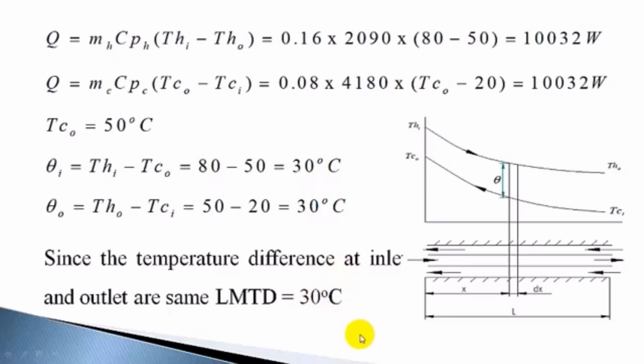So in this particular case, when theta I and theta naught are the same, you can take this value 30 itself as LMTD, because LMTD means log mean temperature difference. When the inlet and outlet temperature differences are the same, it is going to be almost the same everywhere, having almost constant temperature difference, and that difference itself can be taken as the mean temperature difference. Okay, so we got LMTD as 30 degrees centigrade.